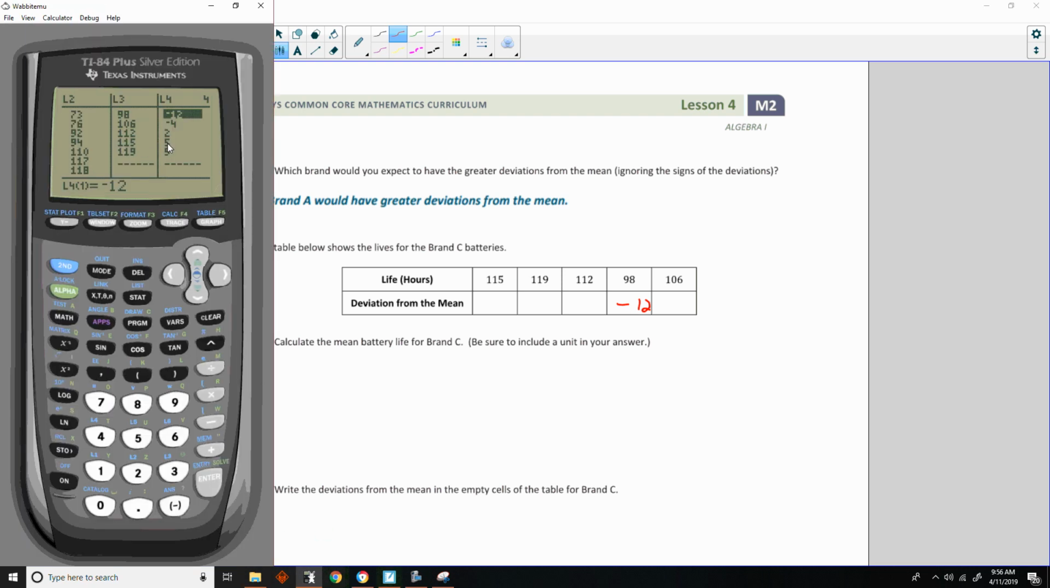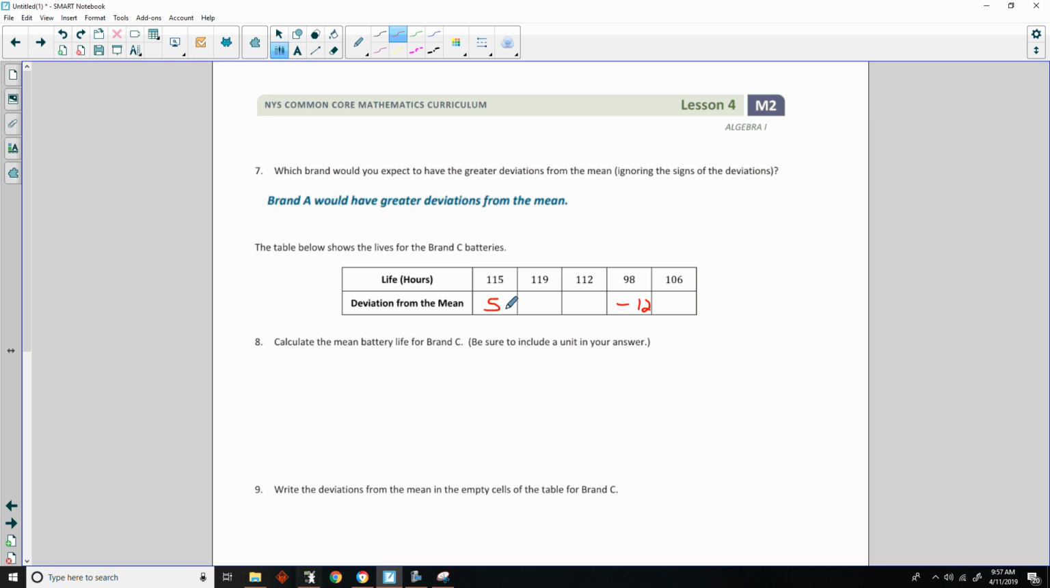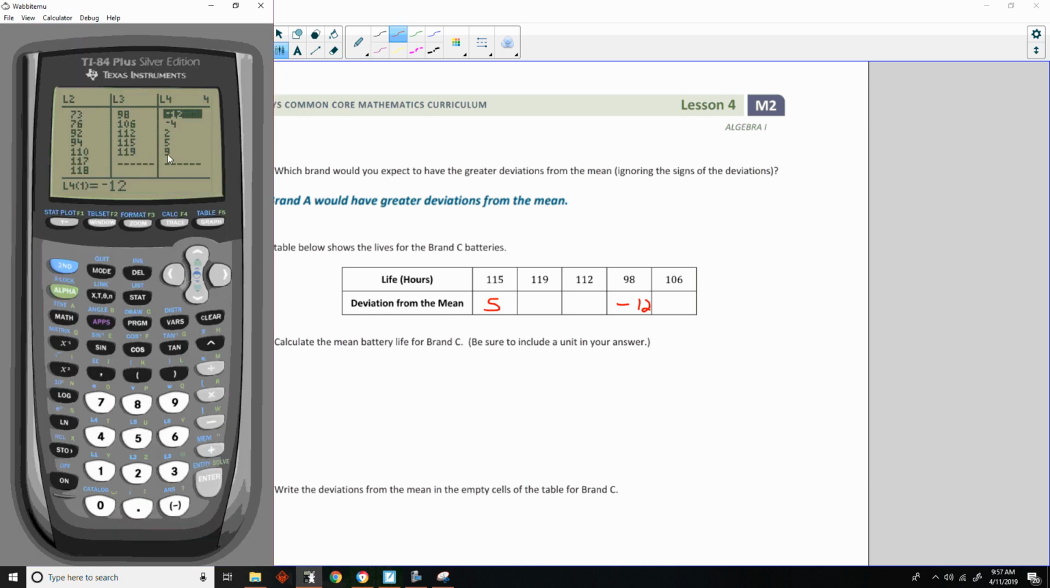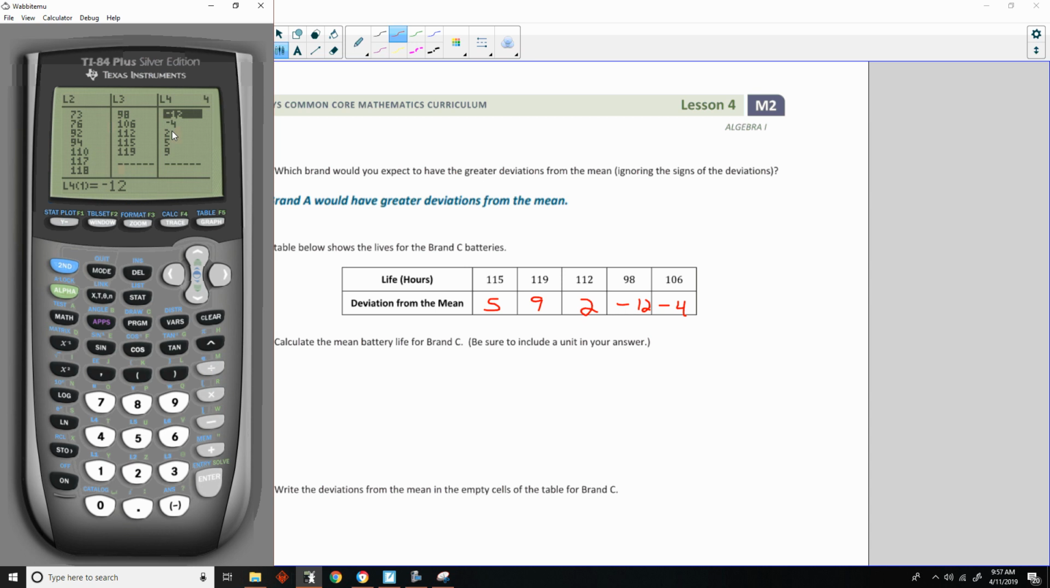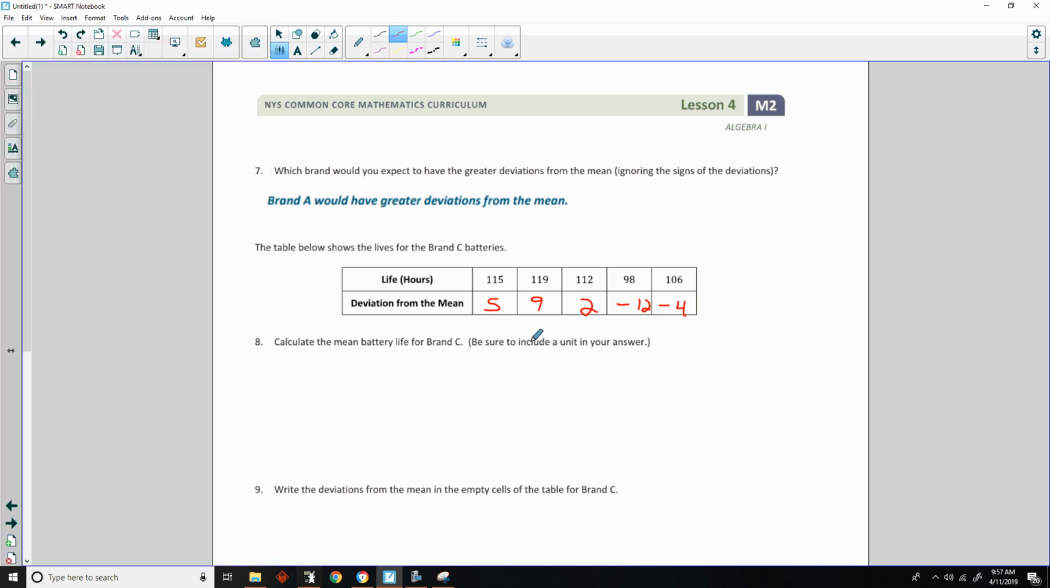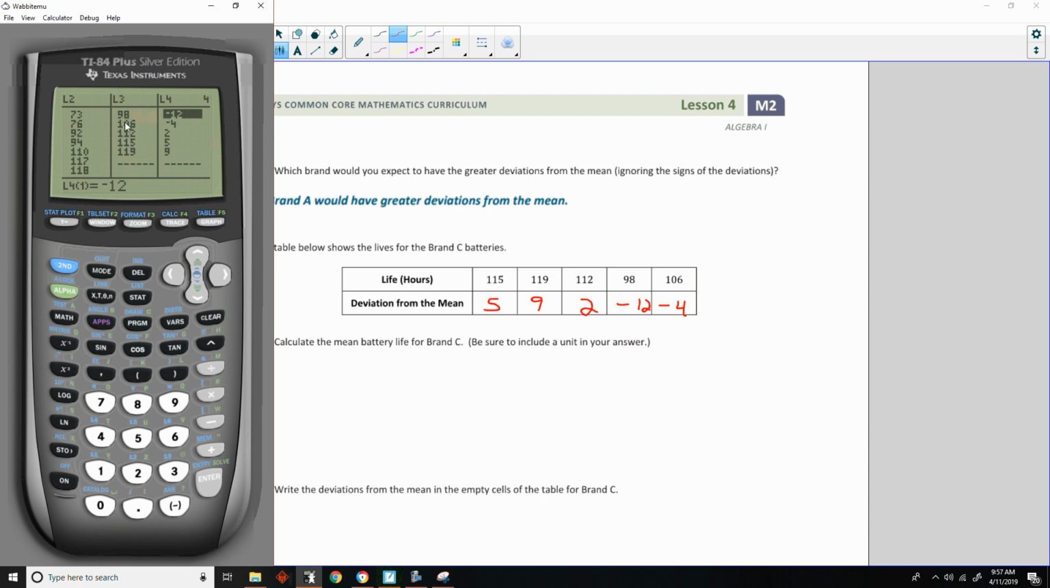115 is 5. 119 was 9. 112 was 2, and 106 is -4. Okay? 2 and -4. All right, that's better. I had the right numbers, I just didn't put them in the order they had in their table. So it says calculate the mean battery life for brand C. I've already got brand C set up in my calculator under L3. So I go to my home screen and I hit Stat, Calculate, One Variable Statistics, L3, enter, enter, enter, and the mean is 110.